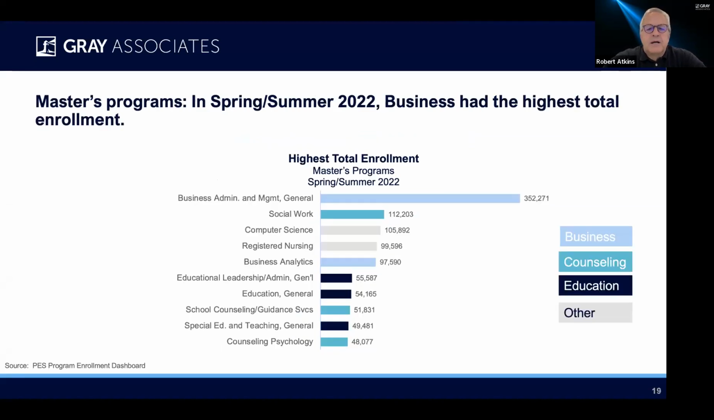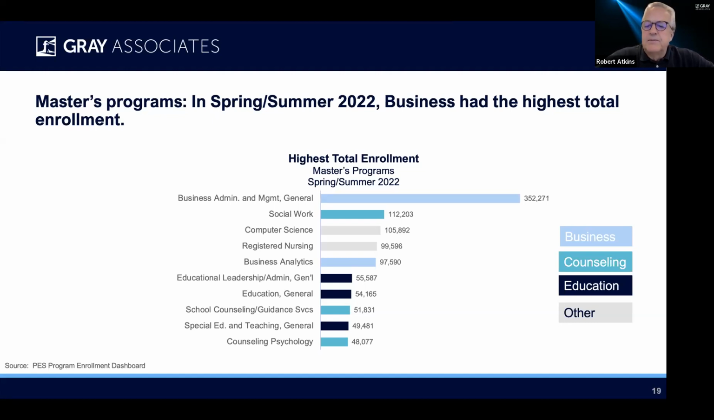At the master's program level, the view is quite different. We still have business at the top, really, but in a walk away in terms of enrollment with 352,000 students enrolled. Second is social work at 112,000. Here again, I have some real concerns. The pay for social work is very low. You're talking about mid-career earnings of about $50,000. So I think schools need to be extremely attentive to what they're charging in tuition for a master's program in social work, so that the student has a reasonable chance of being able to pay the loans off at graduation.